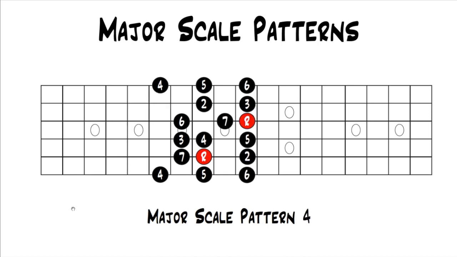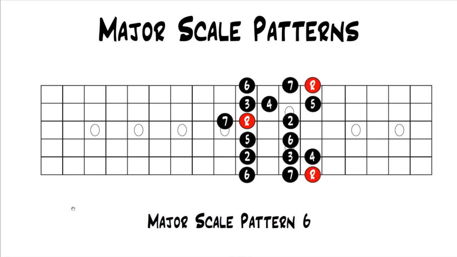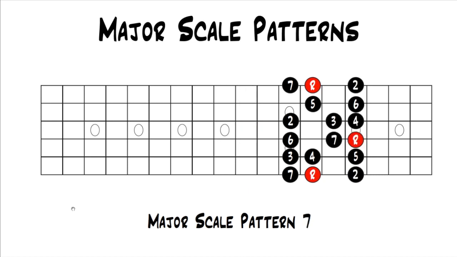Pattern number 4 looks like this. You can do the same thing. It connects with pattern number 3. 3 connects with number 2. Here's pattern number 5. Same thing, just relate it back to the whole fretboard and how it connects with pattern number 4. Here's pattern number 6. Same thing. And here's the last pattern, pattern number 7.